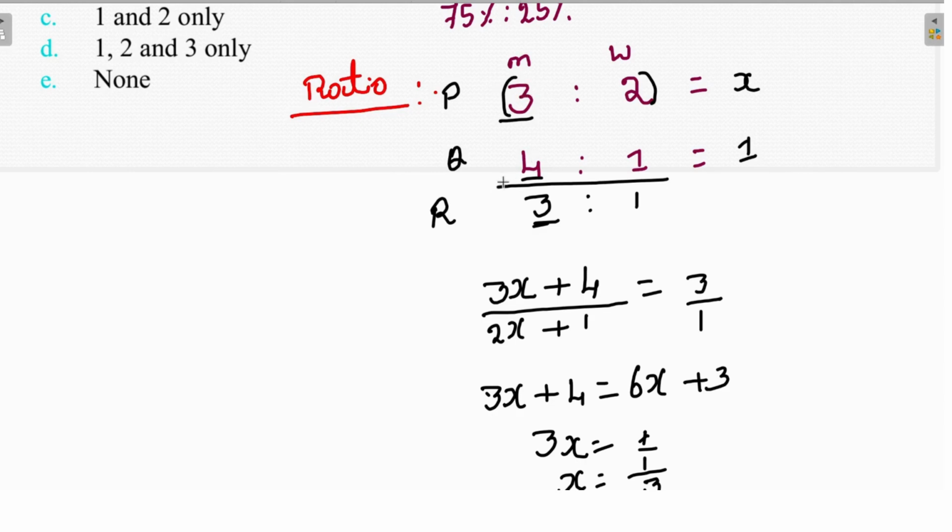Which means we are mixing vessel P and vessel Q in which ratio? 1 is to 3 ratio. This will be 1, this will be 3. 1 is to 3 ratio. We are mixing in the ratio 1 is to 3.